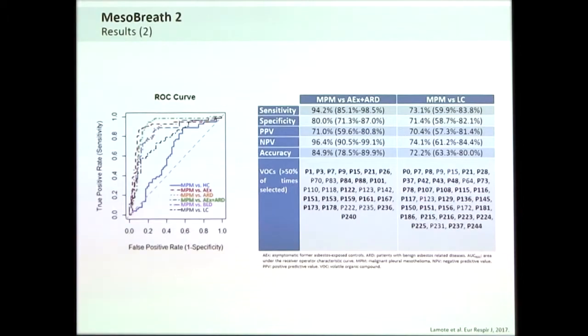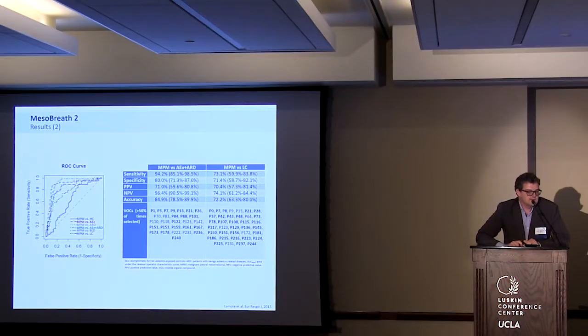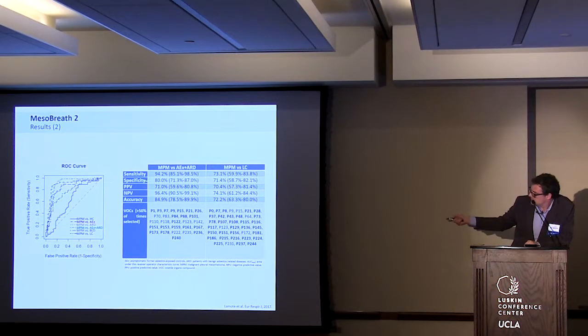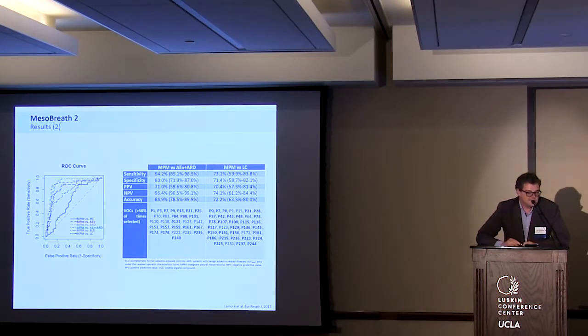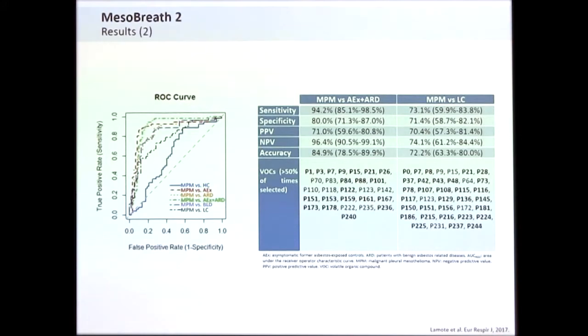And again, we see the same compounds coming up, so peaks 135, 137, 21, 26, as has been seen in the previous study, and the discrimination of both groups, which is also reflected in the ROC curve here in green. What was interesting is looking at the discrimination of mesothelioma patients from lung cancer patients, we see that it was possible, although the accuracy was lower.